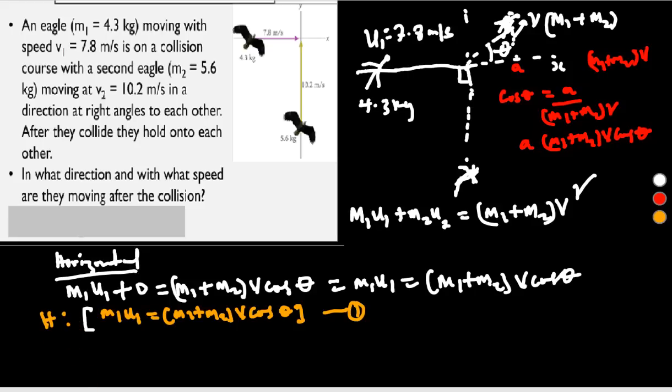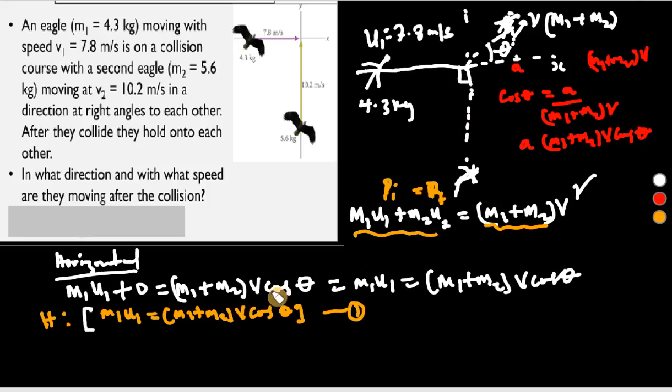So let us find the vertical component of the momentum. Of course, for momentum conservation, the initial momentum should equal the final momentum, if this collision is in an isolated system. This is the initial momentum and this is the final momentum. So before the collision, the eagle has this as the initial momentum along the horizontal, because the vertical component is 0 in this case.